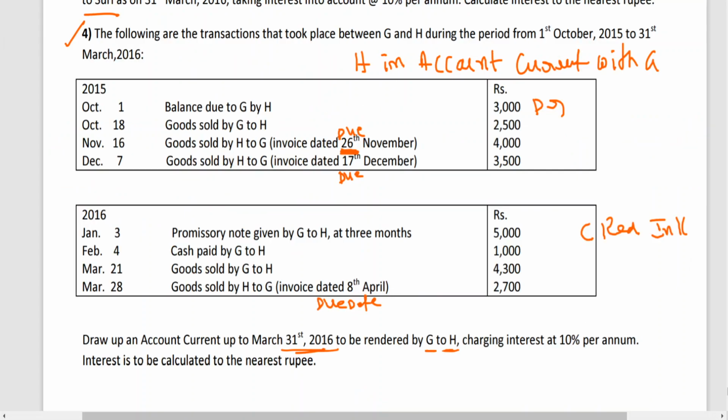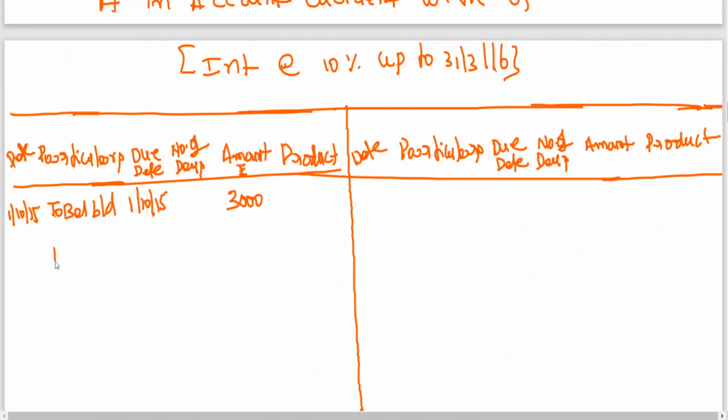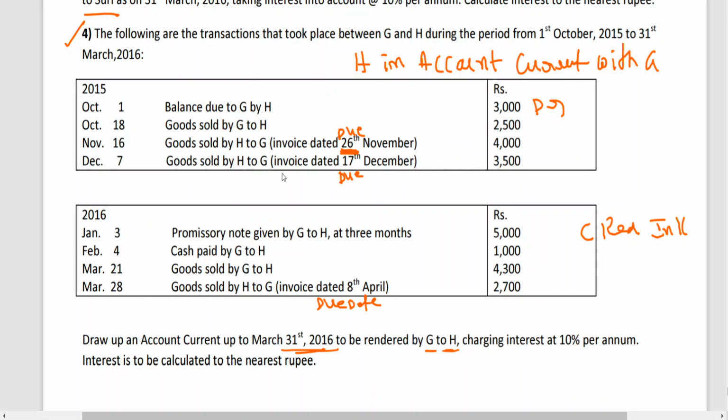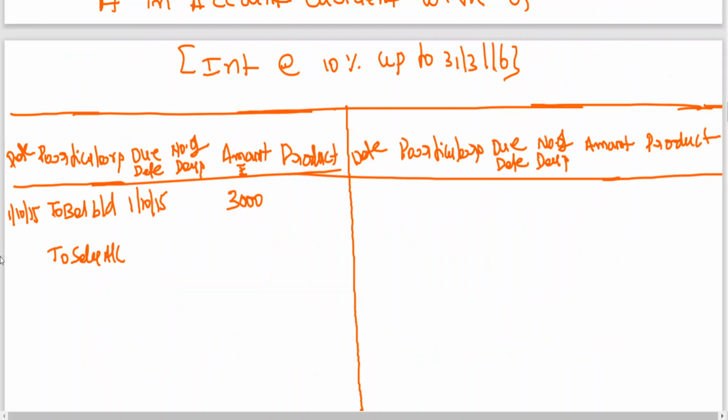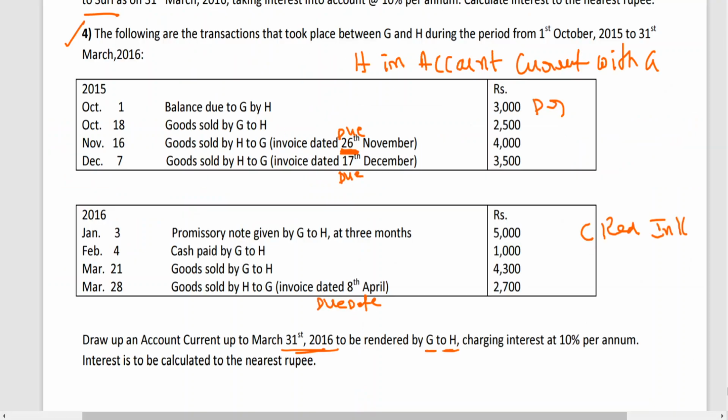Then next one, goods sold by G to H. Who is the receiver? H. H account Dr to sales. To sales account, October 18, 2500.